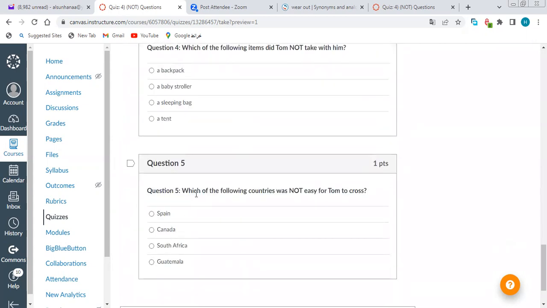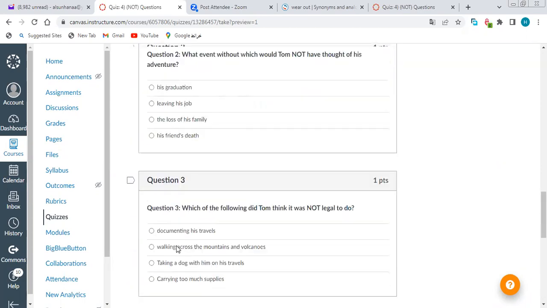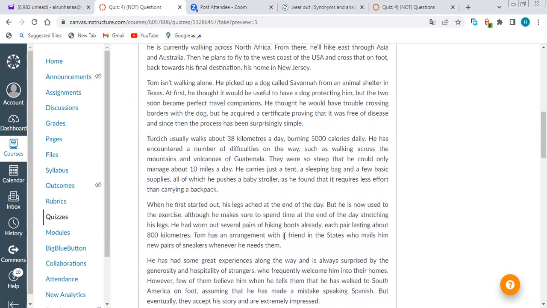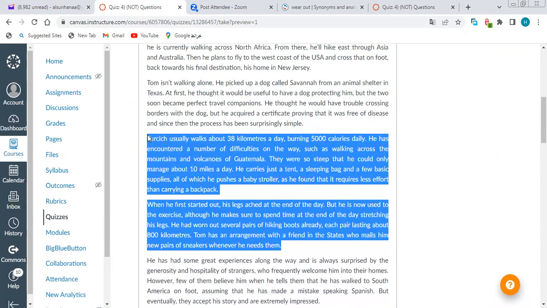Number 5. Which of the following countries was not easy for Tom to cross? Spain, Canada, South Africa, or Guatemala? Again, which of the following countries was not easy for Tom to cross? Spain, Canada, South Africa, or Guatemala? I want you to look here. You can look in these two paragraphs and you can find the answer.